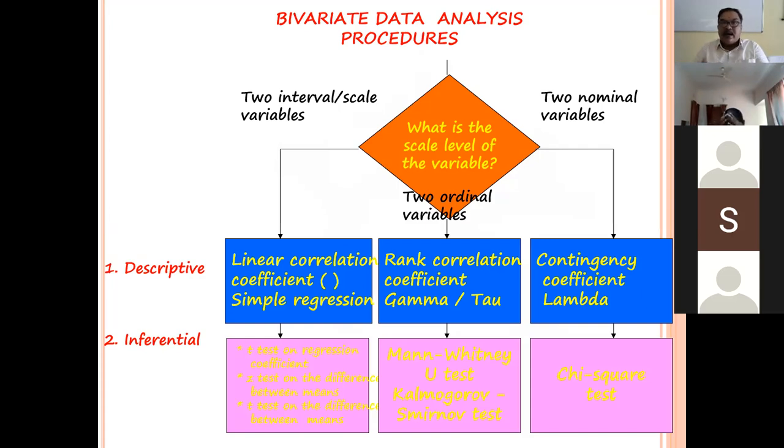And on the right hand side, we come down to the two nominal variables. Again, I'm not going to the ordinal data due to shortage of time. So you have two nominal variables. When you have two nominals, as I said, male and female, we have one variable. Gender is one variable.